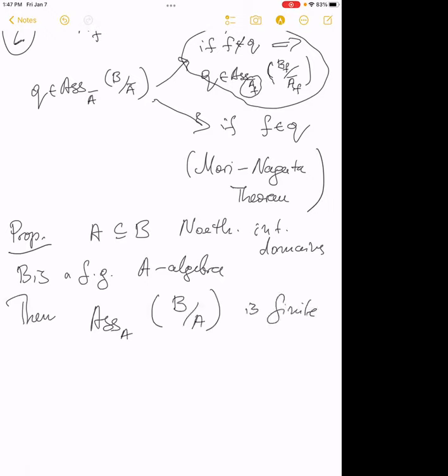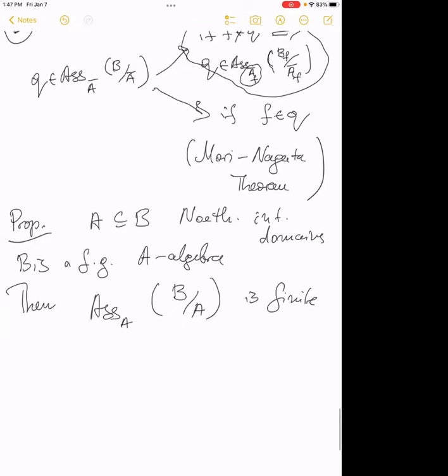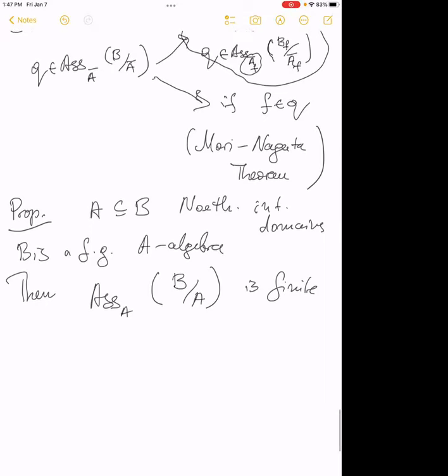You see, this quotient B divided by A may not be a finitely generated A module. If it were a finitely generated A module, this would be classical, but that's the point. It's not a finitely generated A module in general. Nevertheless, this set is finite. So if there is one proof I would like you to get from today's talk, it is the proof of this proposition. Of course, it can be included as an exercise in basic commutative algebra.